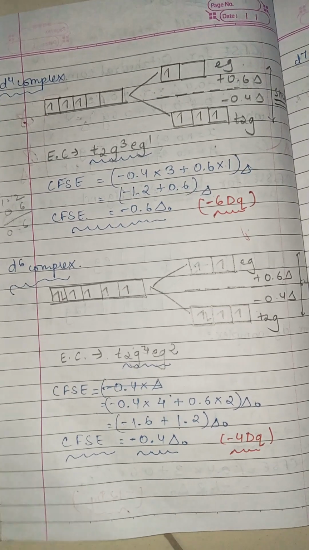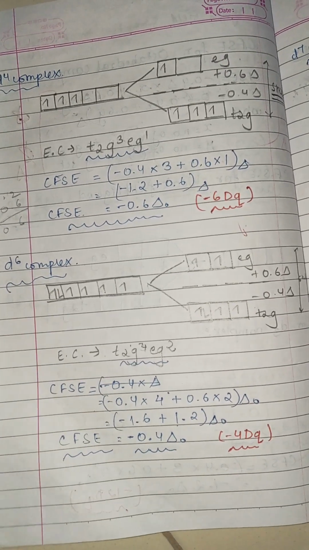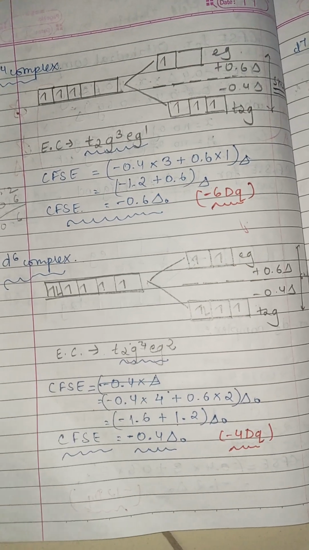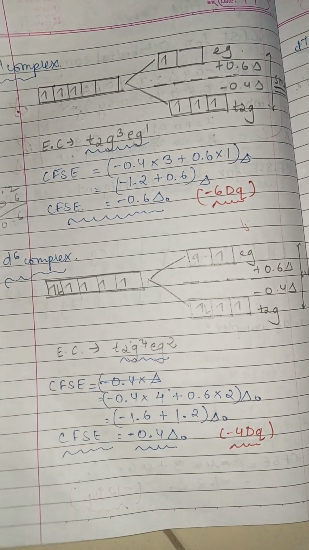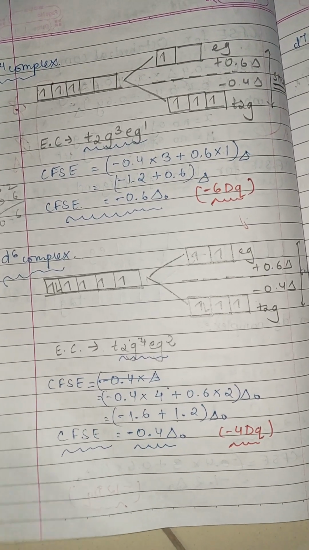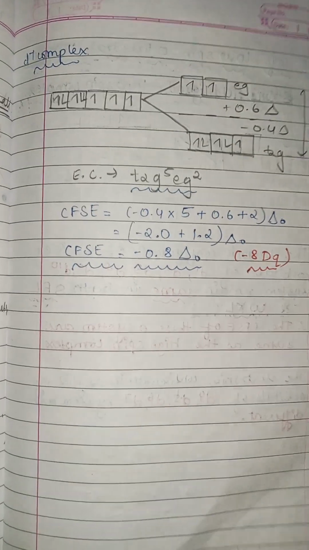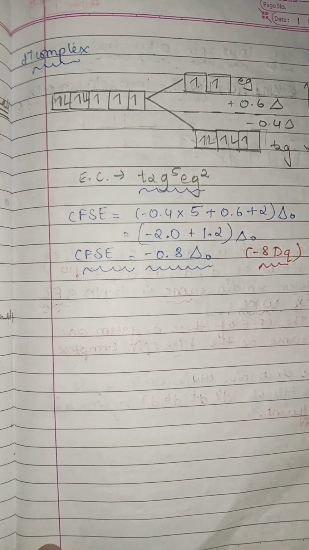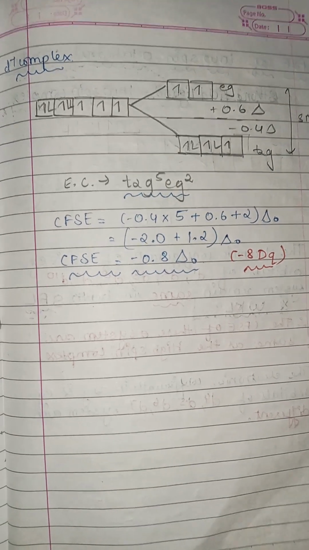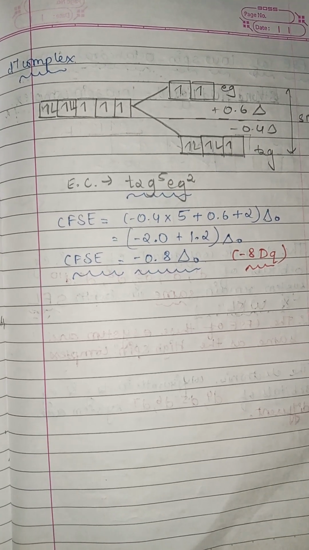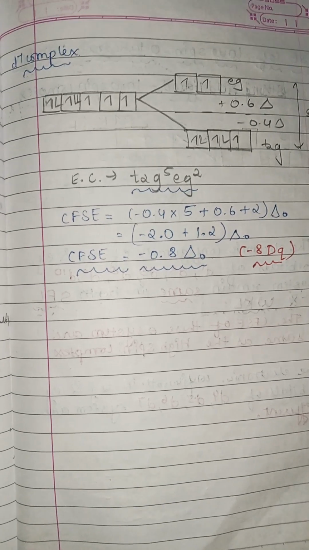Now for the d6 complex, we have 6 electrons, and 2 are in the Eg orbitals and 4 are in the T2g orbitals. The electronic configuration is T2g4 Eg2, for which we calculate the CFSE as minus 0.4 delta. Now let's see the d7 complex. In the d7 complex, 7 electrons are there, 5 in the T2g orbitals and 2 in the Eg orbitals. The electronic configuration is T2g5 Eg2, and the stabilization energy is minus 0.8 delta.